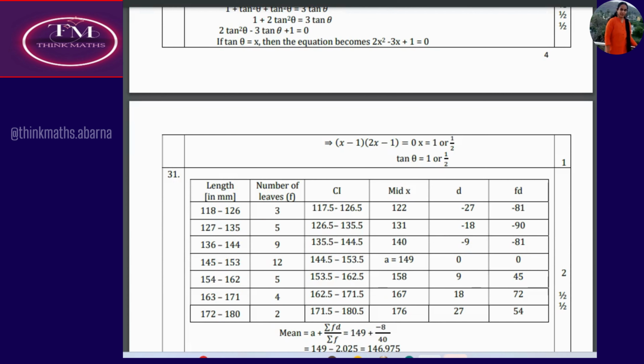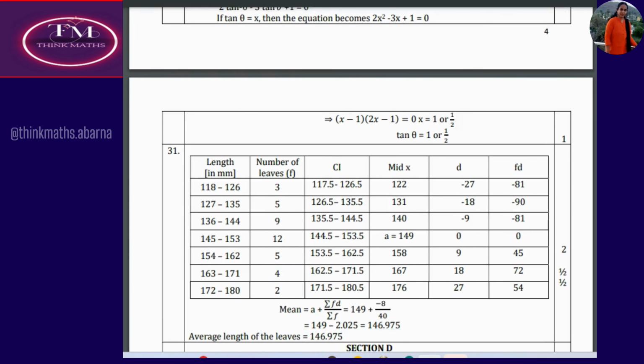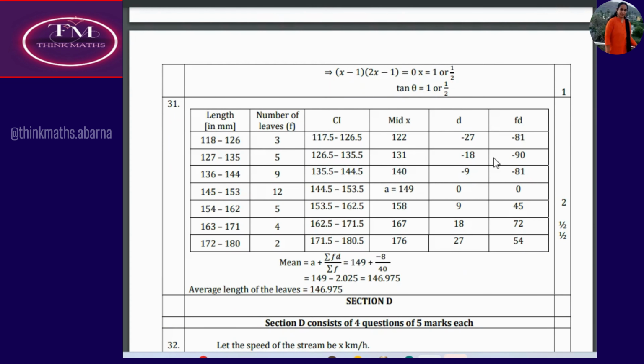This is based on a statistics question. The 31st is a statistics question. If you frame the table properly, you will get 2 marks. Then find the value of mean. You will get half for calculation, half for writing the formula. So totally you will get 2 plus 1, 3 marks.